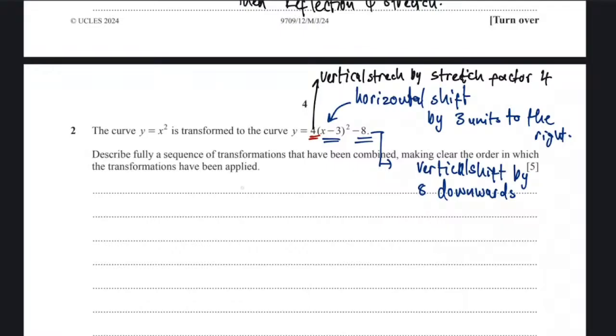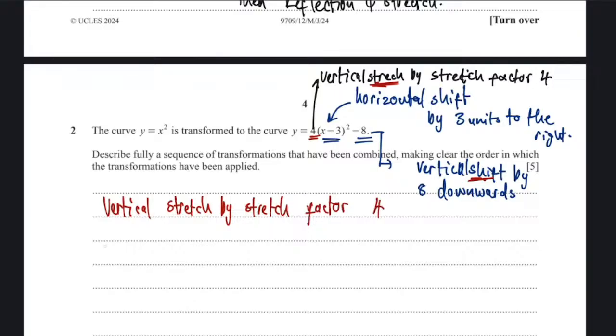So anyway, now let's put the things in the correct order. We have vertical shift and vertical stretch. So let's start with the vertical ones. Remember, when you do vertical, stretch comes before shift. So you say vertical stretch by stretch factor 4.